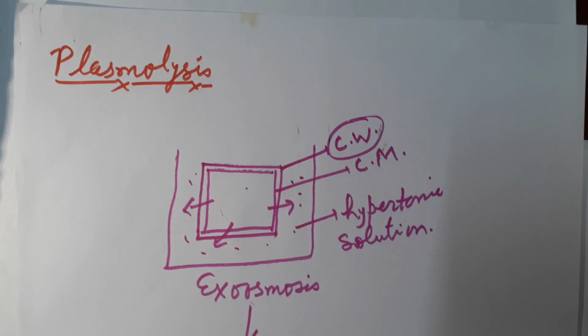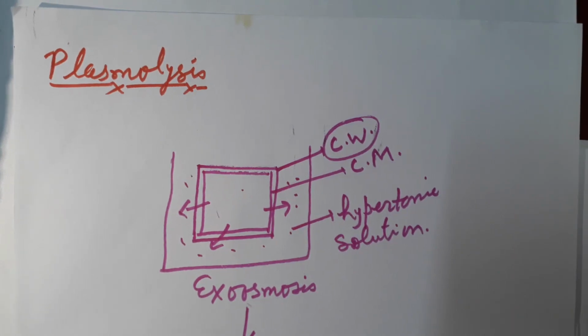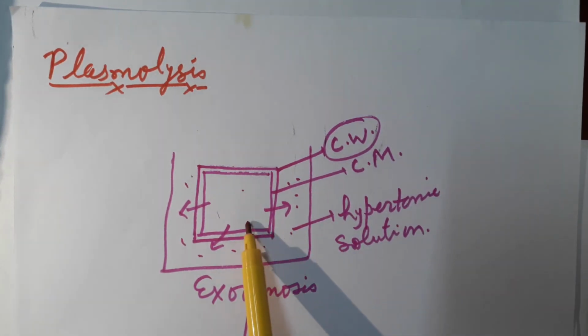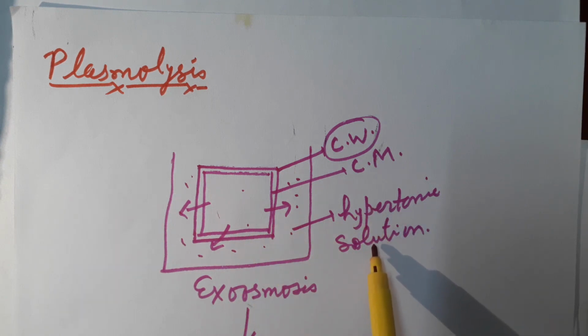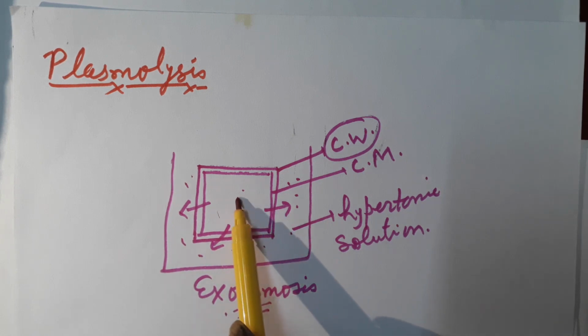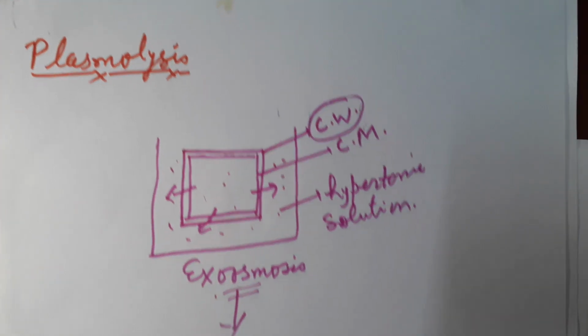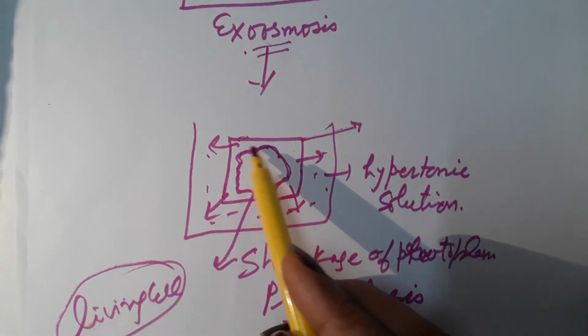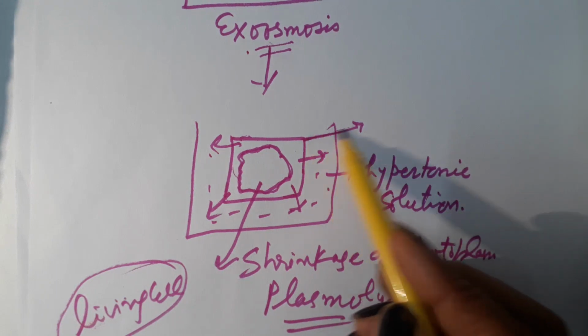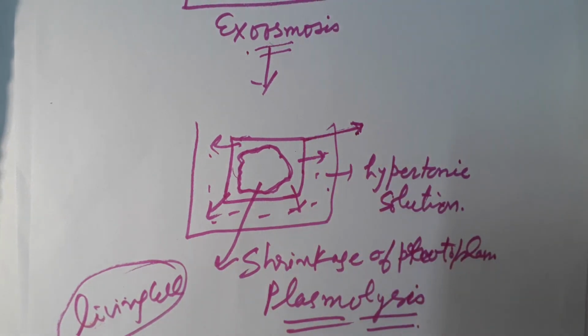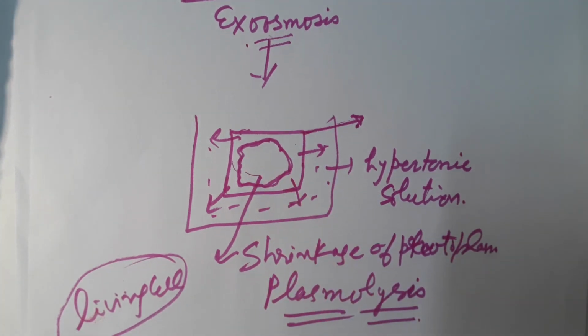What is plasmolysis? Shrinkage of protoplasm takes place. When we place a living cell inside the hypertonic solution, it starts losing water, exosmosis takes place, and due to exosmosis, loss of water from the plant cell into the hypertonic solution takes place, and there is shrinkage of protoplasm. The cell wall is rigid, it is present at its position, but there is shrinkage of protoplasm, and shrinkage of protoplasm is known as plasmolysis.